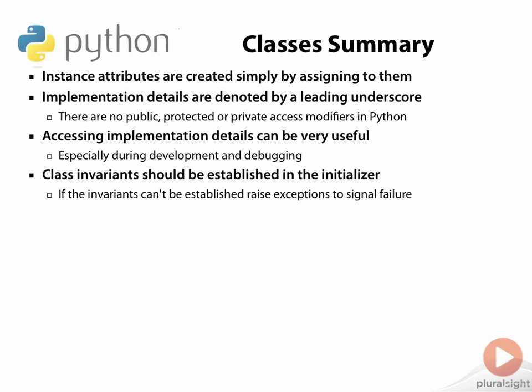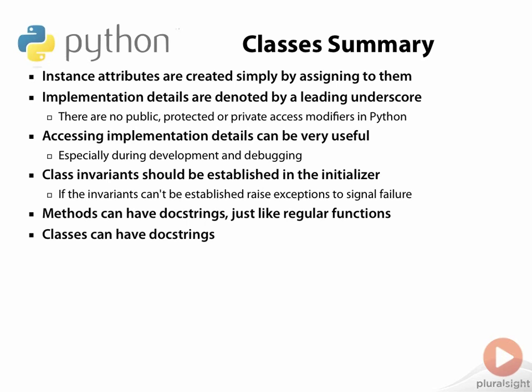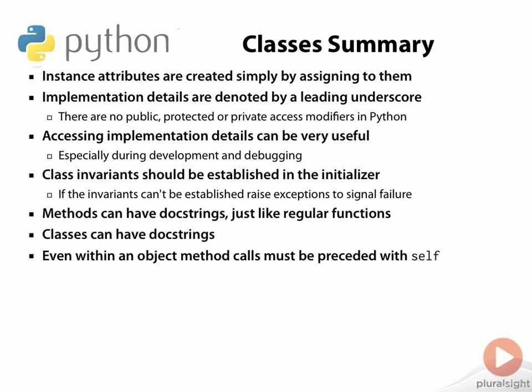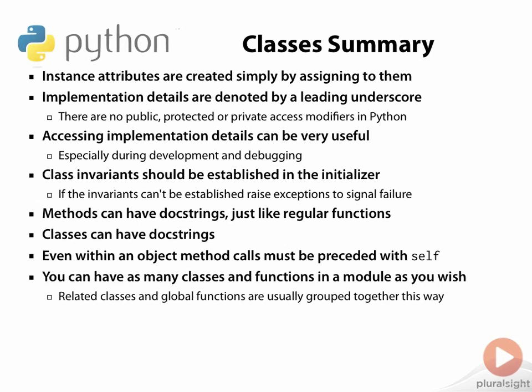Class invariants should be established in the initializer. If the invariants can't be established, raise exceptions to signal failure. Methods can have docstrings, just like regular functions. Classes can have docstrings. Even within an object method, calls must be preceded with self. You can have as many classes and functions in a module as you wish. Related classes and global functions are generally grouped together this way.